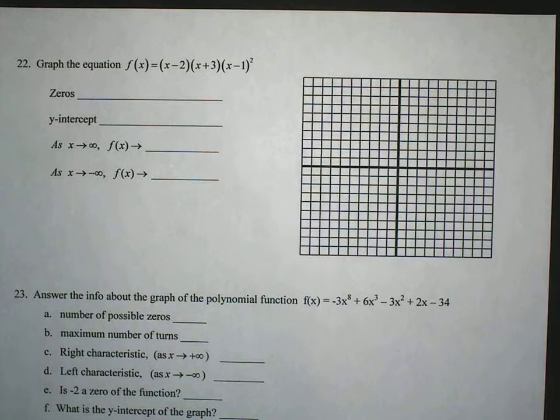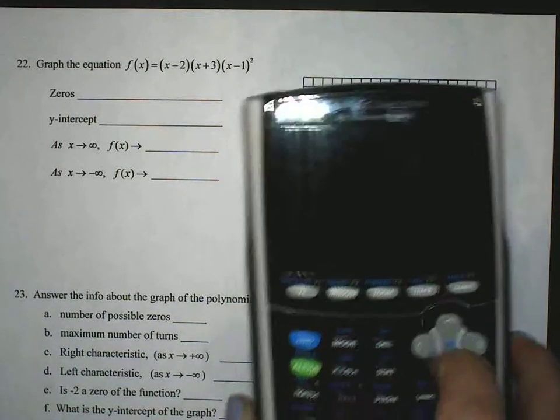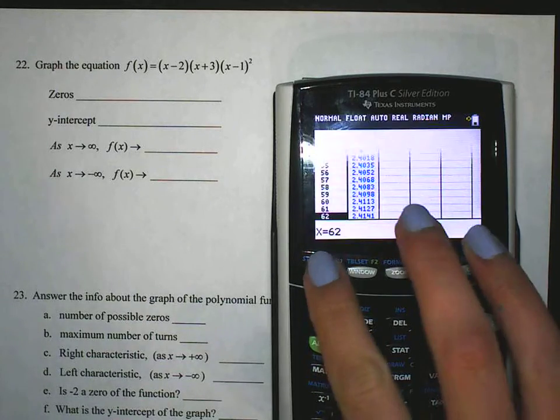We're going to go over number 22 of your review. Here it says graph the equation f of x equals, and it's in factored form. X minus 2 times x plus 3 times x minus 1 squared. So what we're going to do is go ahead and put this into your calculator first.